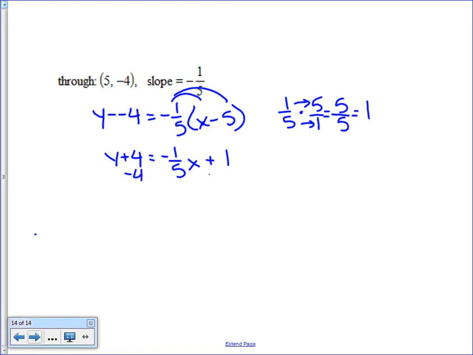And subtract 4 from both sides. I have y equals negative 1/5 x minus 3.